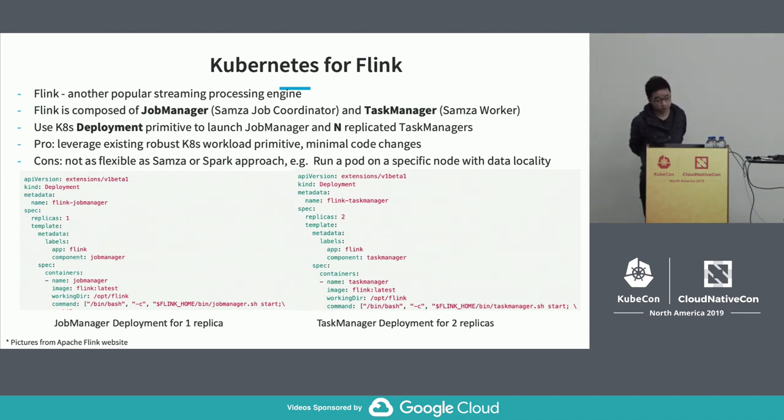In the examples below, the left side shows the YAML definition for the job manager. That uses the deployment primitive in Kubernetes to deploy one instance of the Flink job manager. And the right side shows the deployment YAML file for the user to deploy two replicas of task managers. In this way, Flink leverages the deployment to launch the instances.